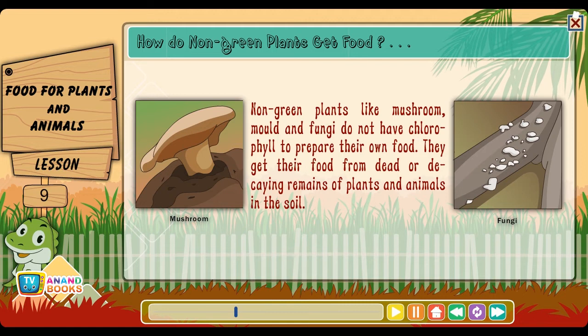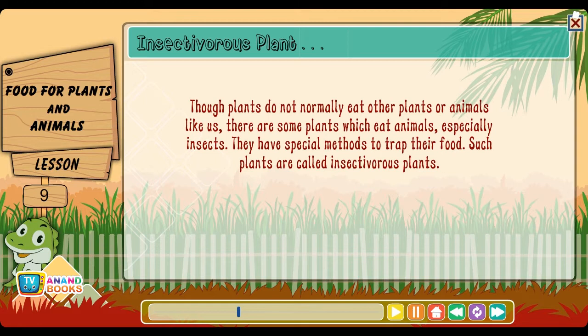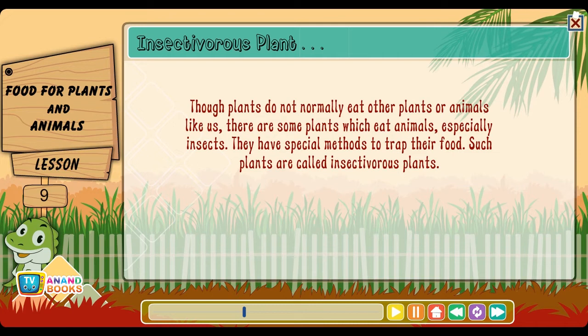Insectivorous plants. Though plants do not normally eat other plants or animals like us, there are some plants which eat animals, especially insects. They have special methods to trap their food. Such plants are called insectivorous plants. Let us learn about some insectivorous plants.